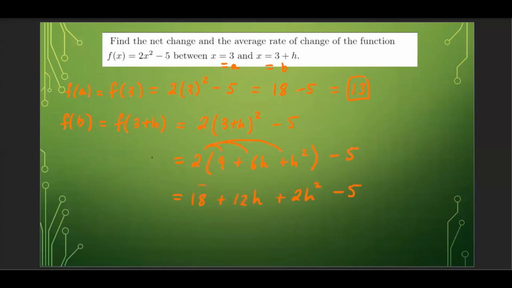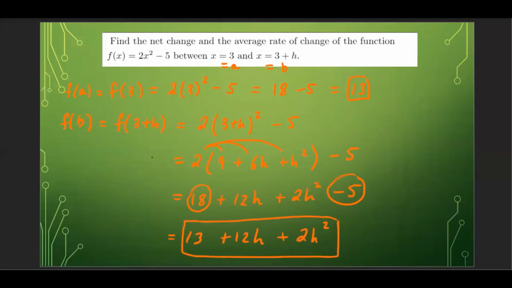And here I can combine like terms, 18 and negative 5. So that's again 13 plus 12h plus 2h squared. So that's our simplified expression for f of b. Now that we have these expressions, next part, we want to figure out what is our average rate of change and what is our net change.